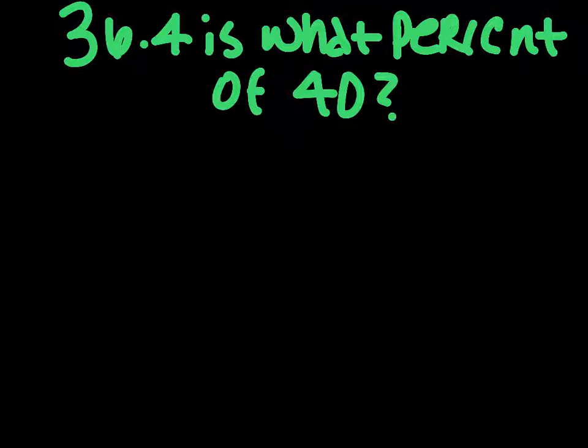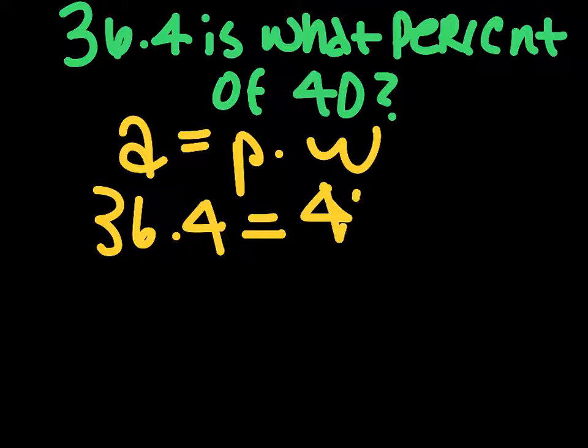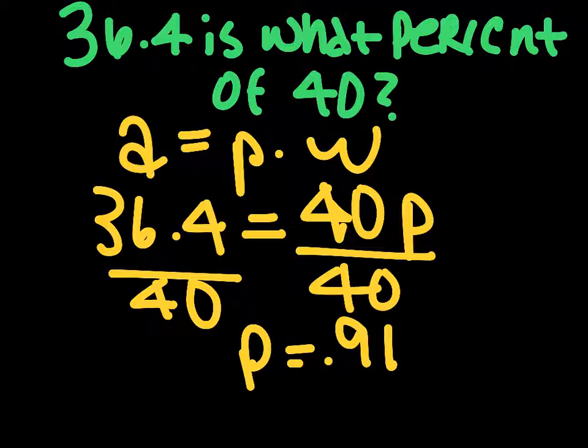Look at this one and do your best to get the right answer. When you're ready to check, pause the video. Okay, we know A equals P times W. We have 36.4 equals 40P. Divide by 40, divide by 40. P equals 0.91 or 91%.